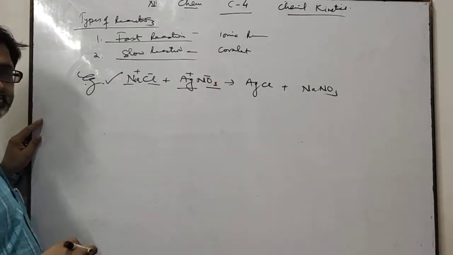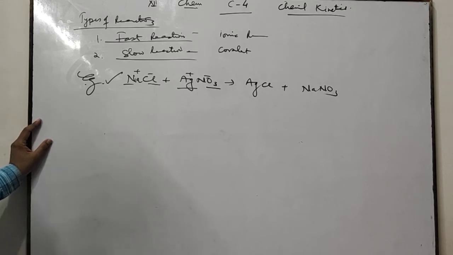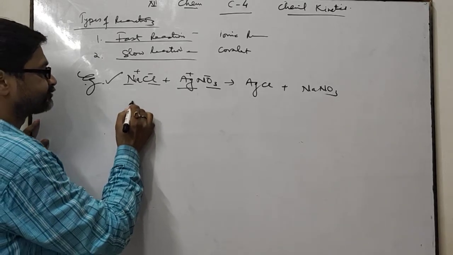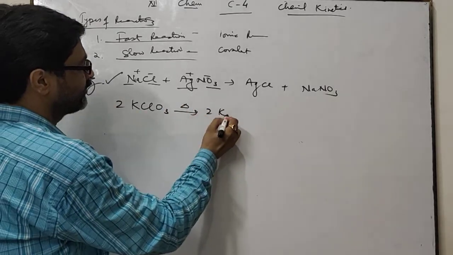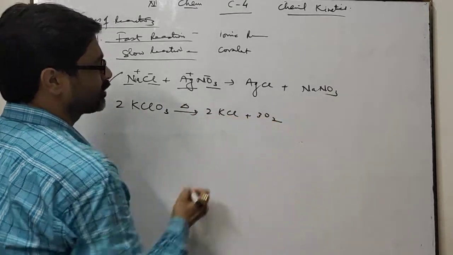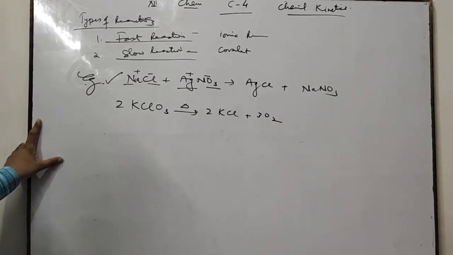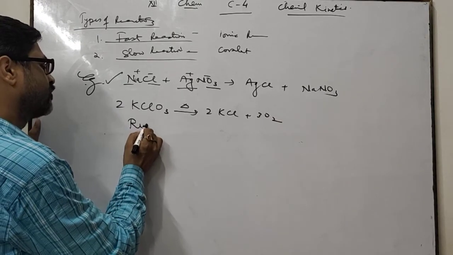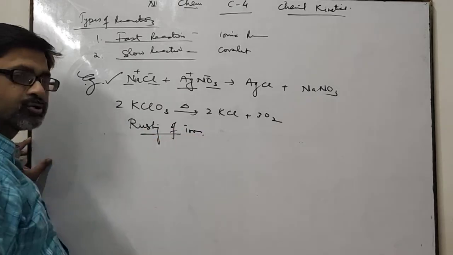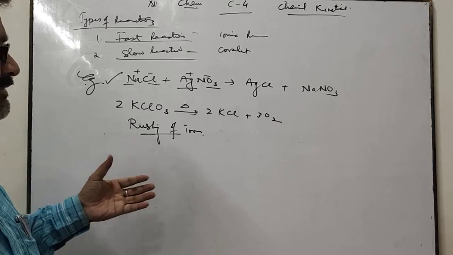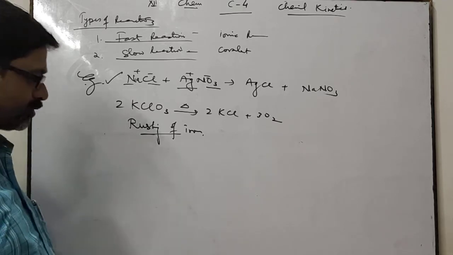Some reactions are slow reactions, meaning covalent reactions are slow reactions. In these reactions, like KClO3, on heating it forms KCl plus 3O2. This is a covalent reaction which takes place very slowly. Rusting of iron, you know that rusting of iron is also a slow reaction which takes place over a longer time. This is called a slow reaction.